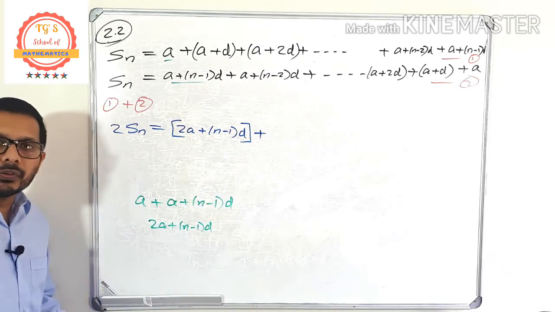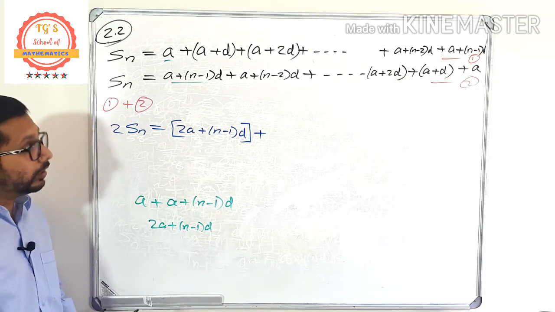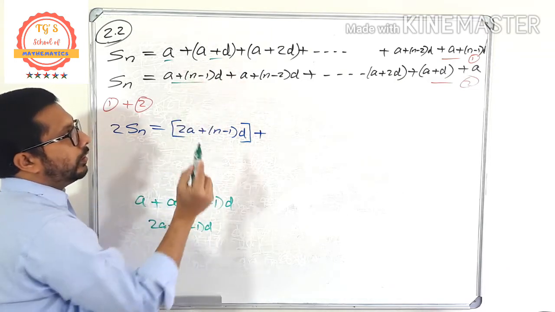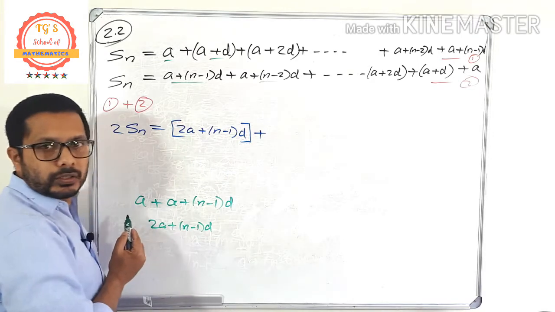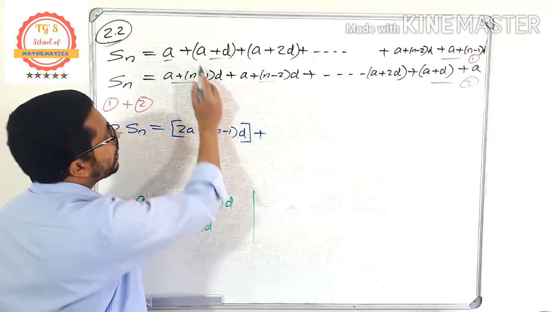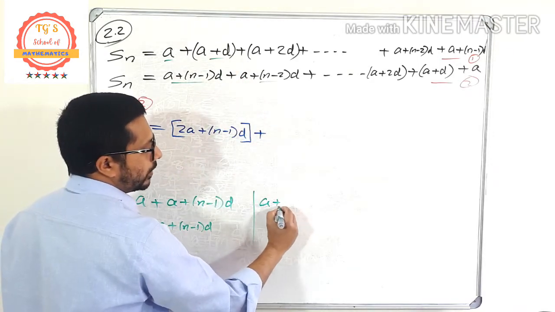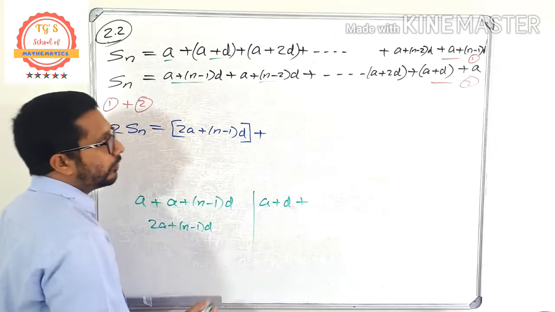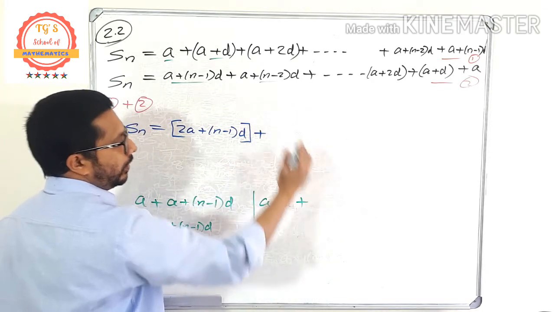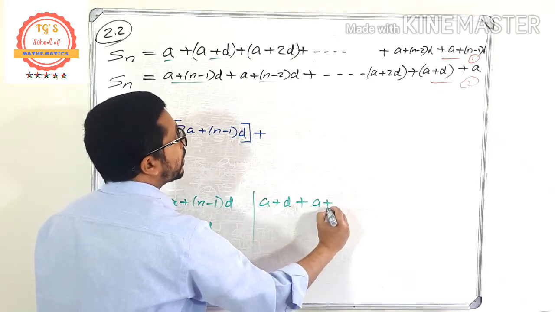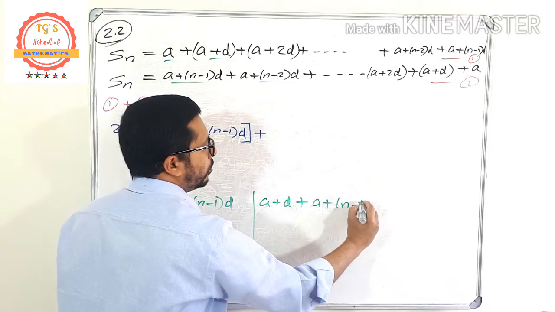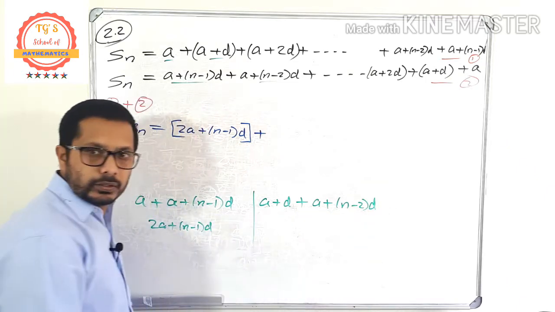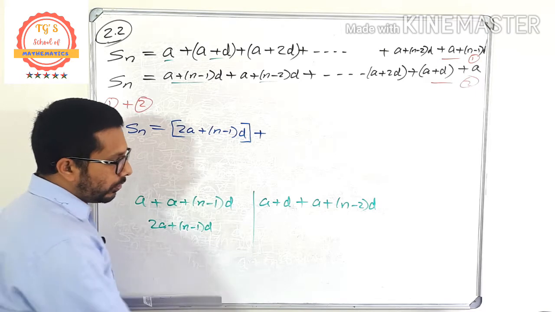Okay, now we are supposed to add the second term of this one and the second term of this one. So what is the second term of this one? A plus D. And what is the second term of the second equation? A plus n minus 2 into D. Okay, so look at this one.